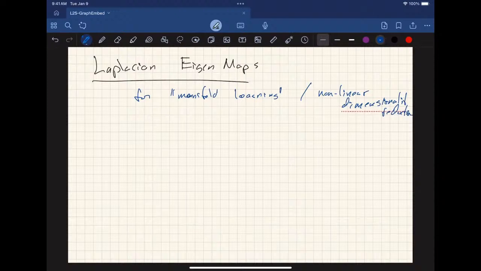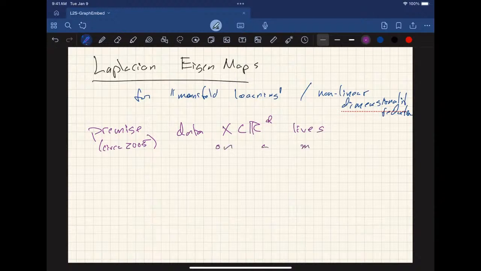Okay, and the premise here, and this was very popular around 2005, is that my data X in R^D lives on a manifold.